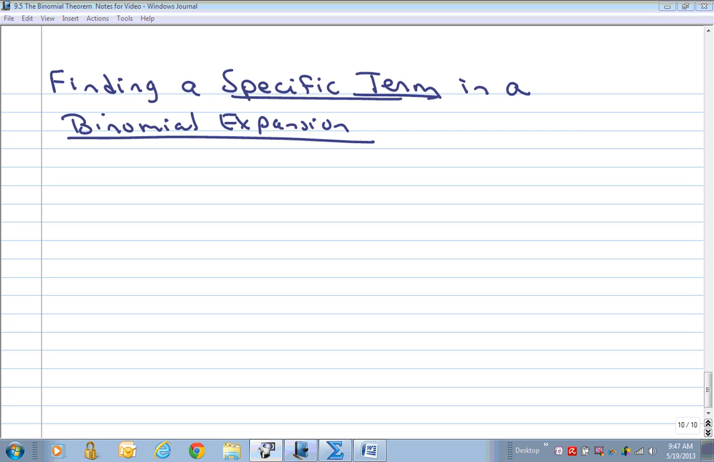All right, the last thing we're going to do is we're going to find a specific term in a binomial expansion. In other words, if we have a really large expansion, let's say we have something to the power of 9, then there would actually be 10 terms written out there. And let's say we wanted to find just what that fifth term was. What if we wanted to know that term?